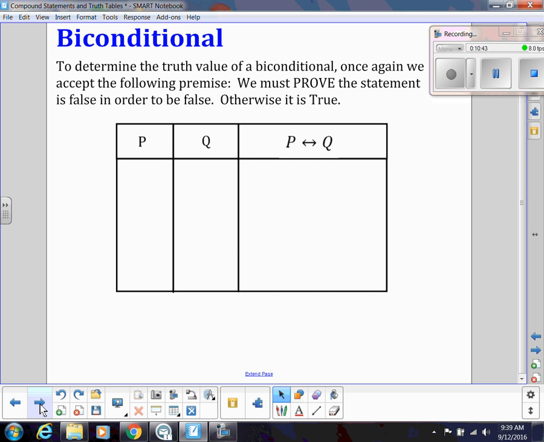All right, biconditional means, remember, that's like our definitions. So I'm going to set up my truth table.